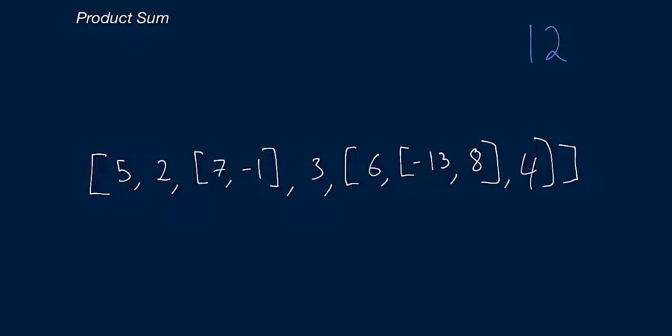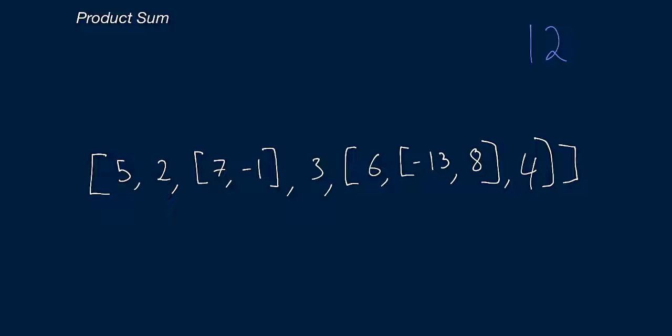Right then and there, that should be a huge indicator that this is going to be solvable using recursion, because the prompt itself is sort of recursive, right? If a special array can contain other special arrays, then that implies a recursive approach to solving the problem. And so then we want to find the product sum of this special array.